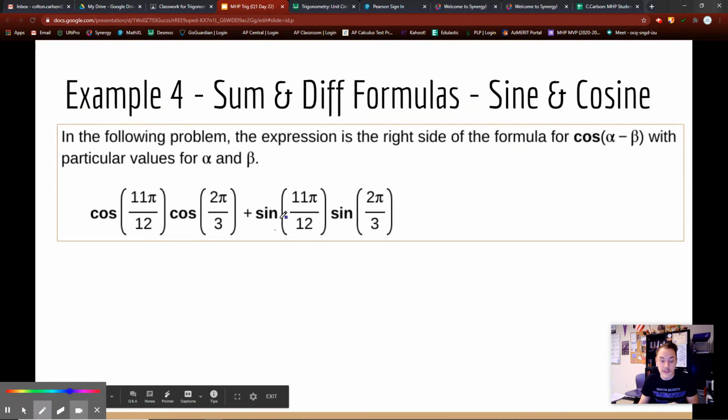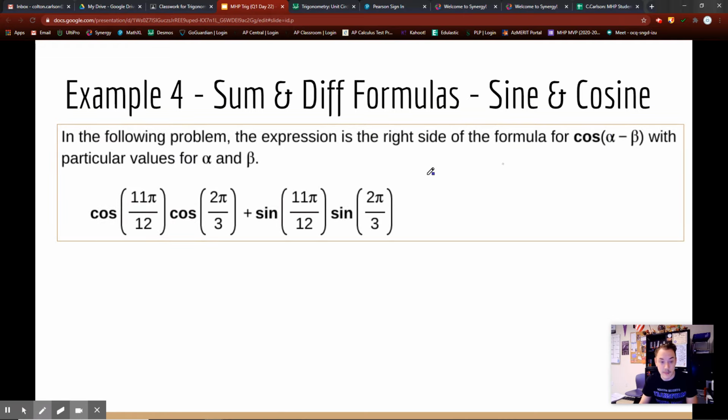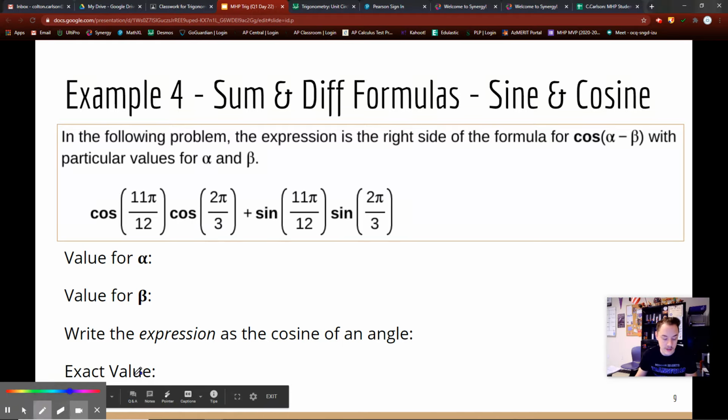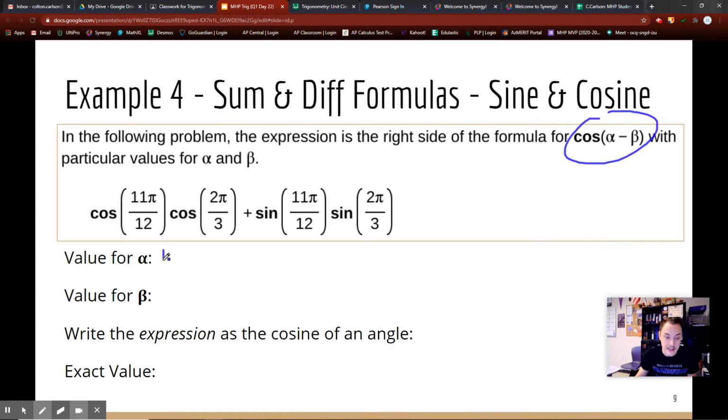Okay, so you're also given cosine of alpha minus beta, particular values for alpha and beta. So you should be very clear now that this is alpha and that's beta, but what it's still going to ask you is what's alpha, what's beta? It's going to ask you to find an expression and of course the exact value. Okay, so let's go to town on this. So I'm going to be using this one, alpha minus beta. So your alpha right here is 11 pi all over 12. Your beta here is 2 pi all over 3. So this is alpha and this is beta. Okay, sweet. Now, what's the expression of it?